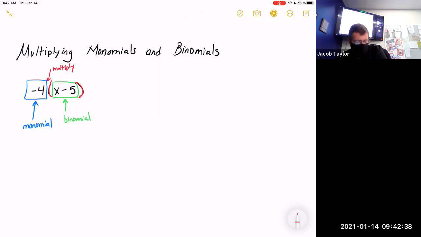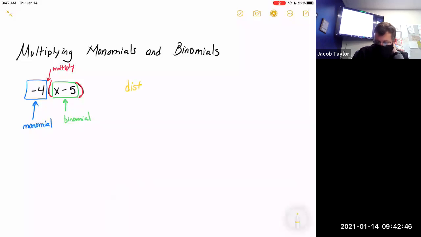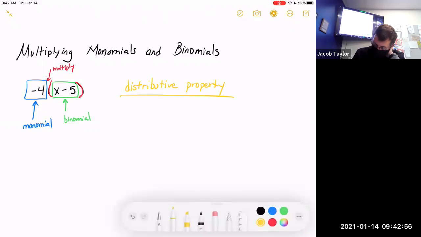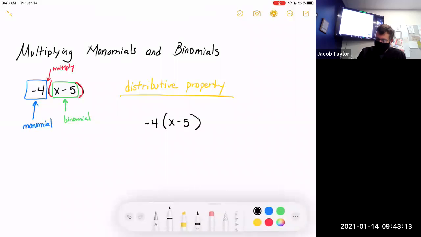So in order to multiply this problem together, we're going to use the distributive property. The reason that we know we need to use the distributive property is because we have a set of parentheses with a term outside the parentheses. I'm going to rewrite the problem over here since I kind of marked it up the first time. The distributive property just means to take whatever is outside the parentheses and multiply it by all the stuff that's inside the parentheses.